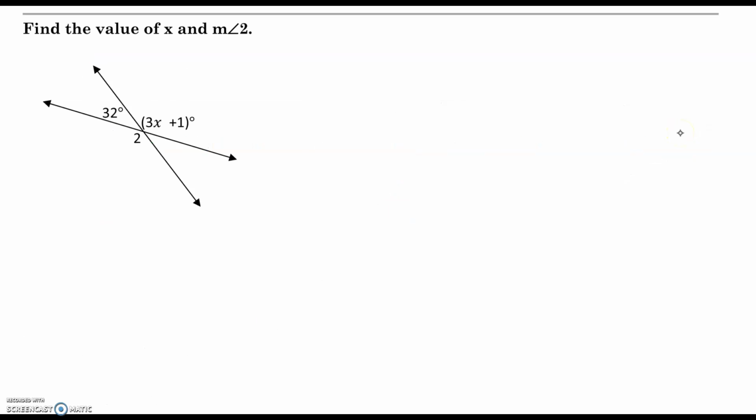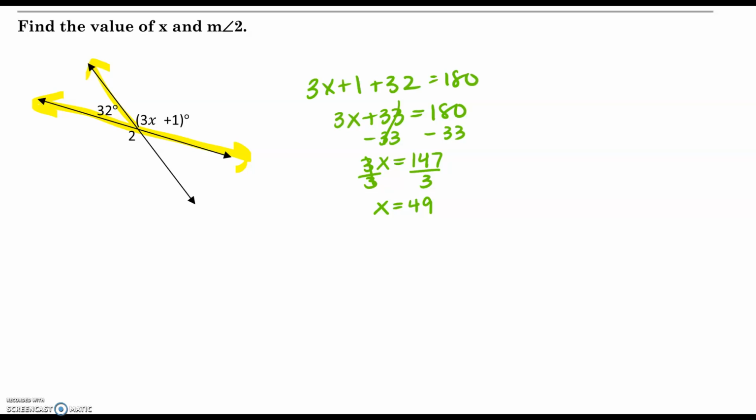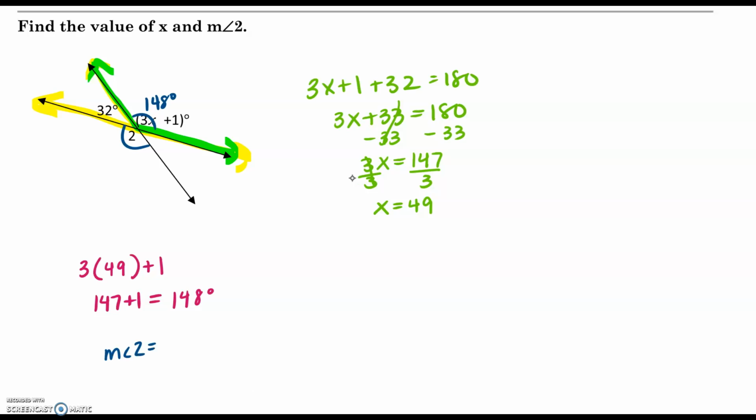We want to find the value of x and the measure of angle 2. So first we have to use this linear pair here to solve for x. 3x plus 1 plus 32 is equal to 180 degrees. Because these are a linear pair, we know they are supplementary. We solve for x here, we get x is equal to 49. Then we can plug that value in to this green highlighted angle to find its measure. We get 148 degrees for this angle. We know that this angle and angle 2 are vertical angles, so those angles are congruent, so the measure of angle 2 is also 148.